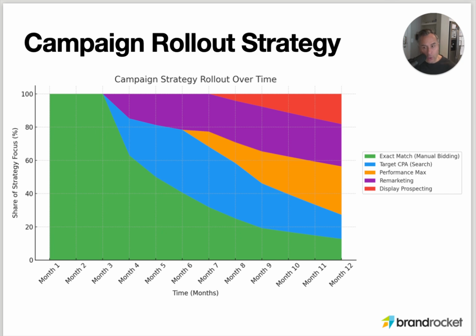We start with the one called isolation first. We run it for 1 to 3 months, and our goal is 30 conversions per month. Once those conversions start coming in, we start to expand and scale the account.